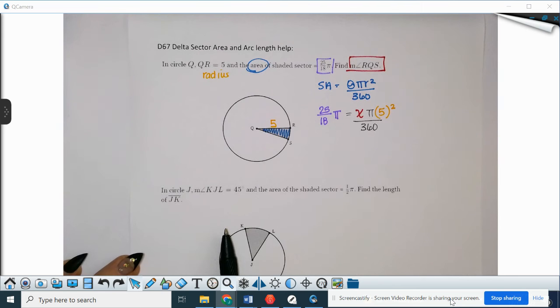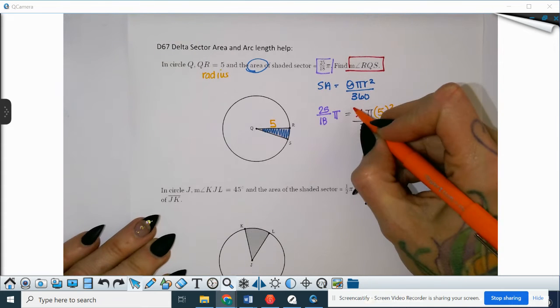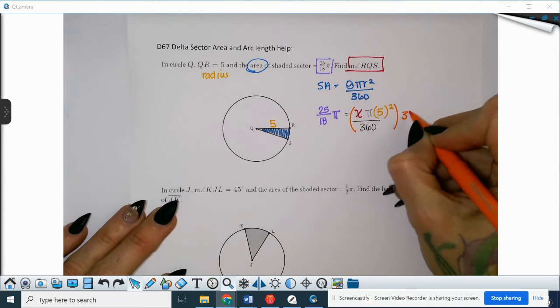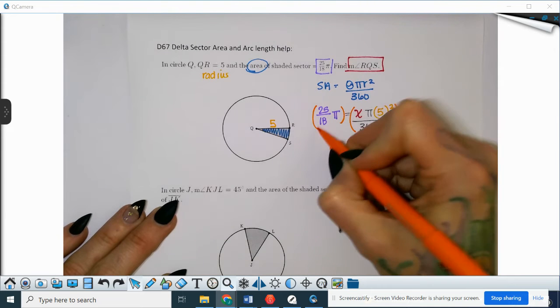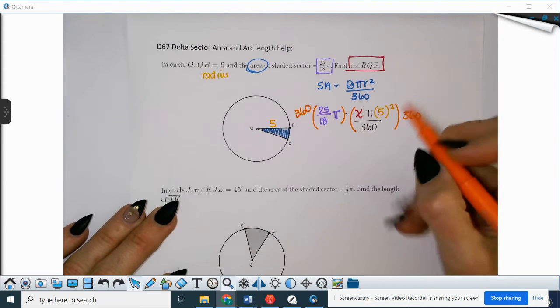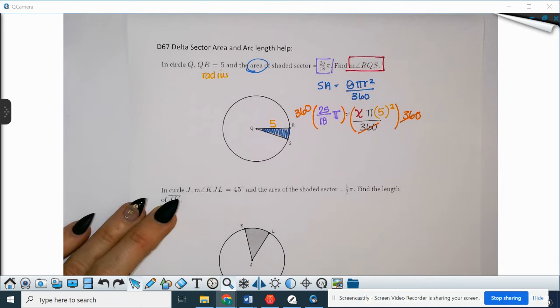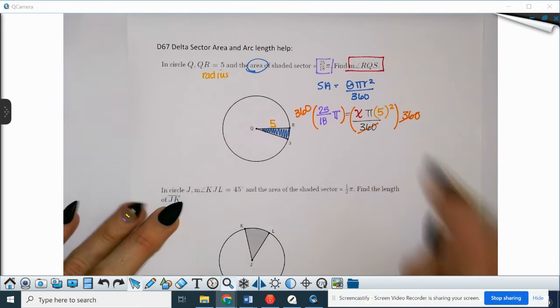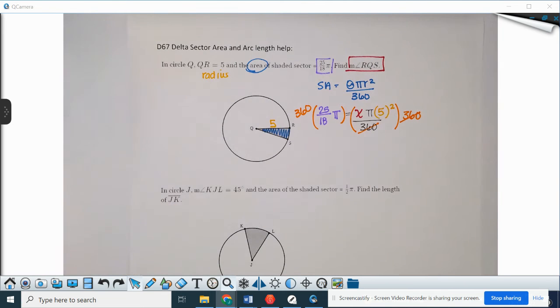So first we're going to try to get the 360 out of the denominator. To get it out of the denominator, that means it's being divided by 360. So the inverse of division is going to be multiplication. So we're going to multiply both sides by 360. And once we simplify it all the way down, these two 360s would go away. And then 360 times 25.